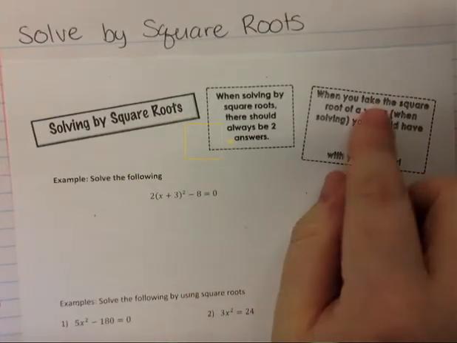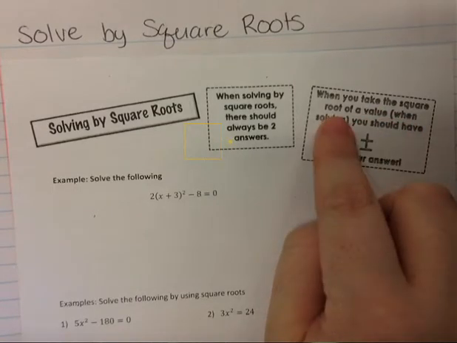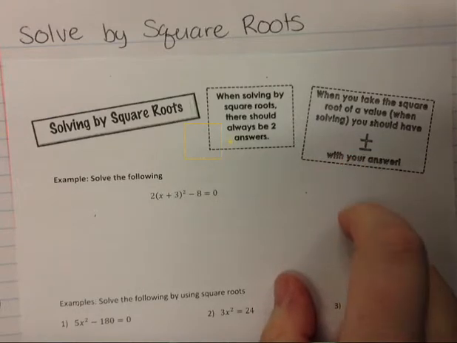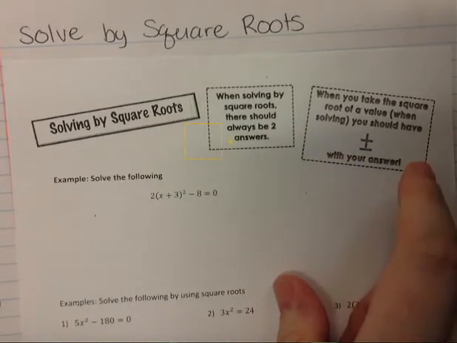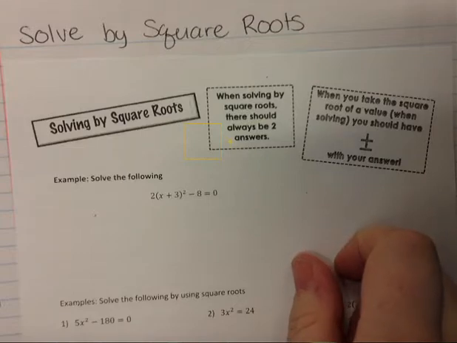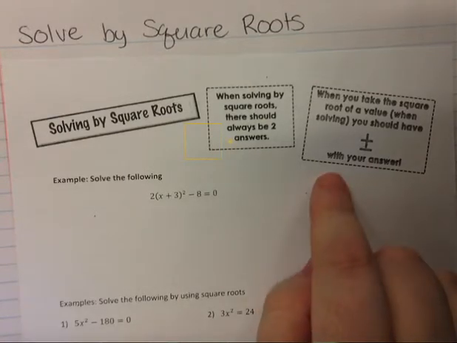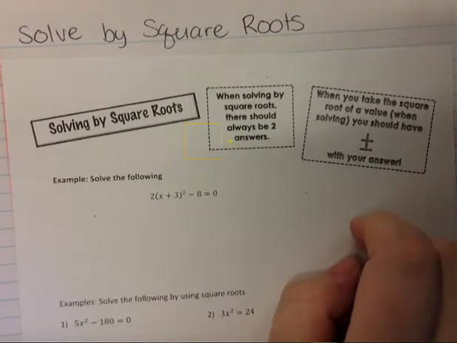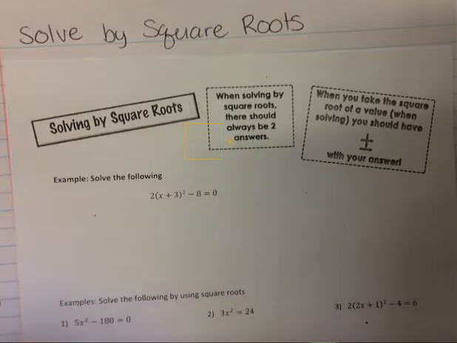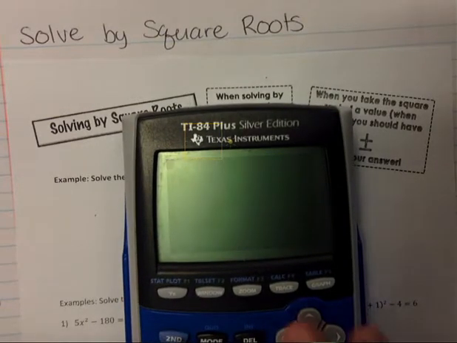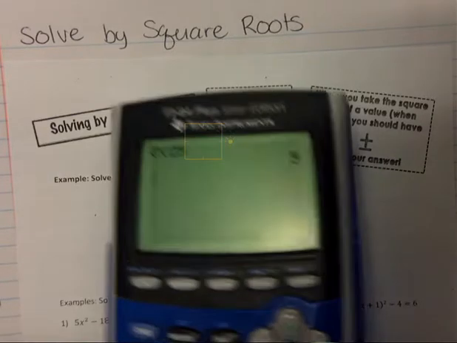When we take the square root of a value while solving, you should have plus or minus with your answer. So if I ask, what squared gives me a positive 25, I would take the square root of 25. Positive 5 times positive 5 gives me 25, and negative 5 times negative 5 also gives me a positive 25. If I'm just taking the square root of a number on my calculator, the square root of 25, I just get 5.